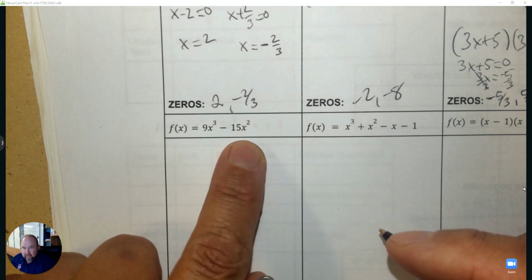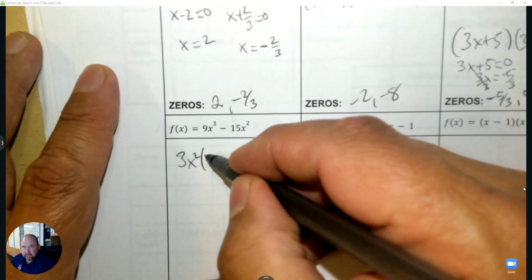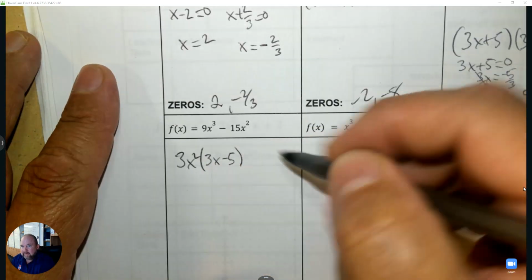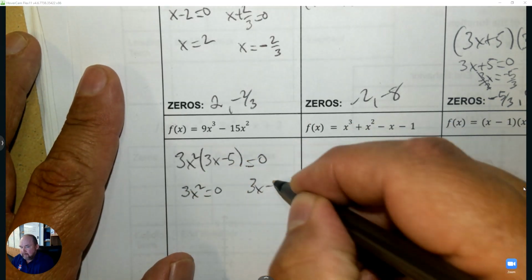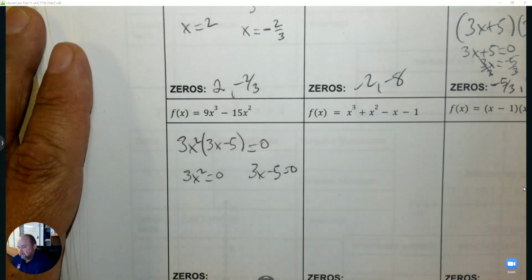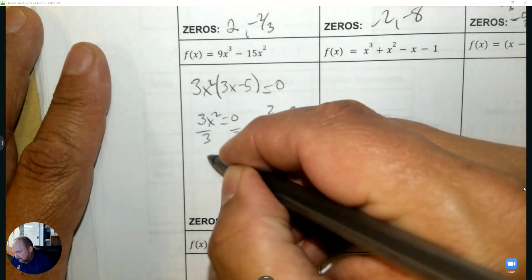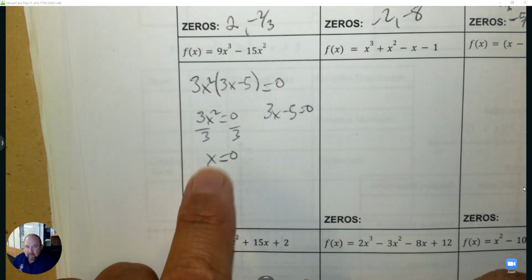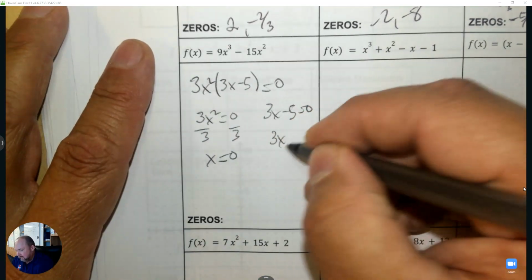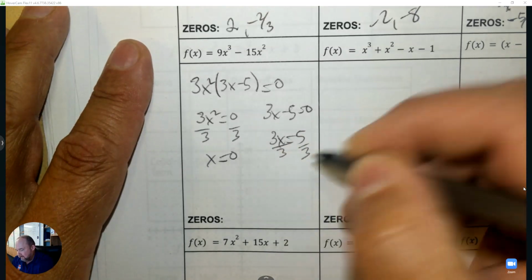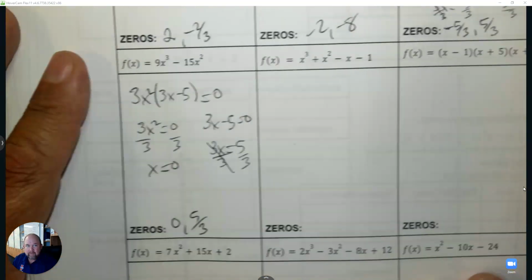All right, we're going to factor out a greatest common factor here. That's 3x squared. And that leaves me with 3x minus 5. I'm going to take each factor equal to 0 and solve it separately. So you can divide by 3, you can square root it, but at the end of the day, x equals 0 for this equation. Here we're going to add 5 and then divide by 3. So those are my answers, 0 and 5/3.